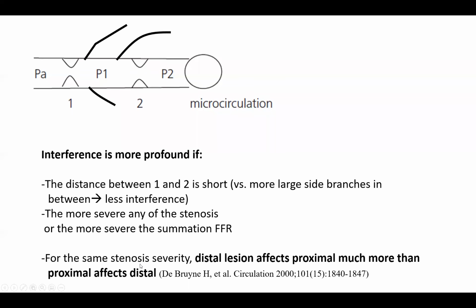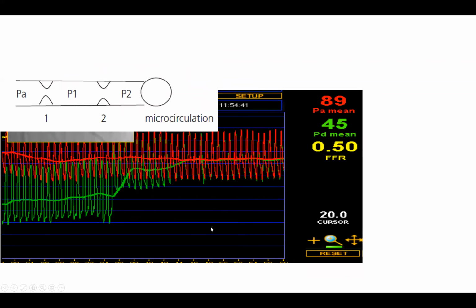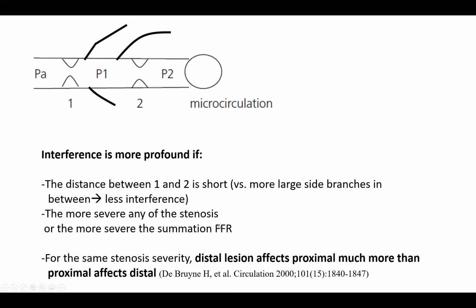For the same stenosis severity, that's an important point I will mention here. For the same stenosis severity, the distal lesion affects the proximal lesion much more than a proximal affects distal. So if you have 70% proximal LAD and 70% mid LAD, that mid LAD will cause you to underestimate the proximal LAD more than the proximal will make you underestimate the mid LAD. And I will explain why.